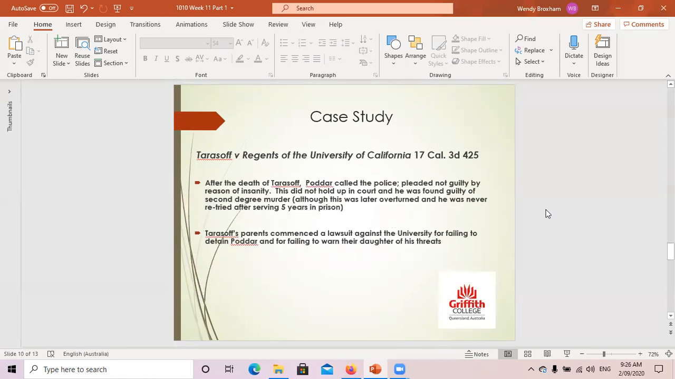So after the death, he called the police himself and pleaded not guilty by reason of insanity. So he was trying to not be held responsible for the crime. He was found guilty of second-degree murder, although that was later overturned. Her parents commenced a lawsuit against the university for failing to detain him, but more importantly, for failing to warn their daughter of his threats. So who is responsible for what here? Should the psychologists and psychiatrists have done more, or did they do enough?